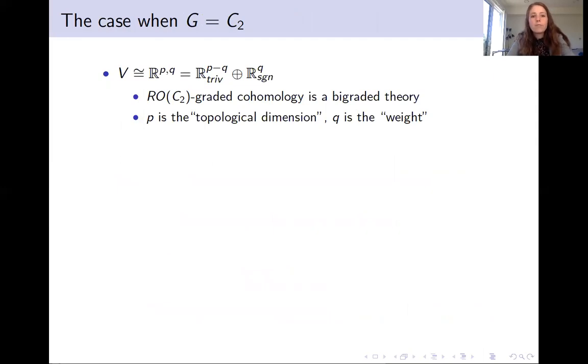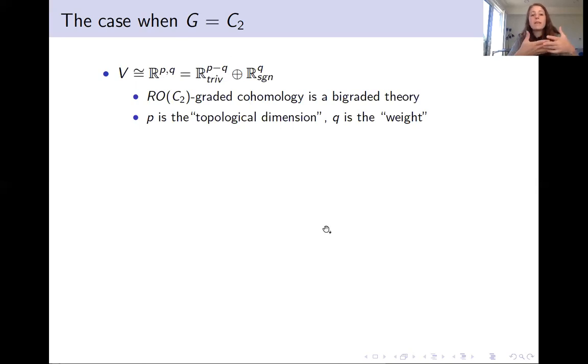Okay, so now I want to specialize to the case when G is the cyclic group of order 2. So then any such representation V splits as a direct sum of some number of sign representations and some number of trivial representations. I'm going to use this motivic notation R^(p,q), where R^(p,q) is the representation with q sign reps and whose overall dimension is p. So if I'm p dimensional and have q sign reps, that means I have p minus q trivial.